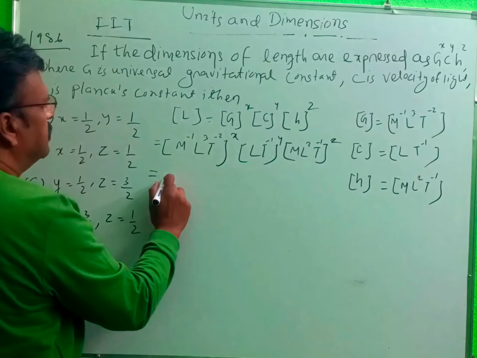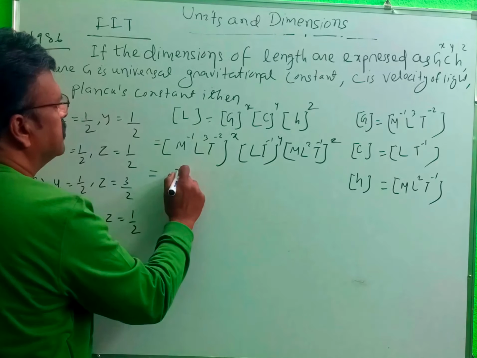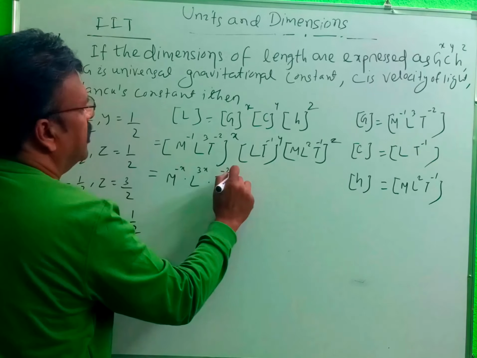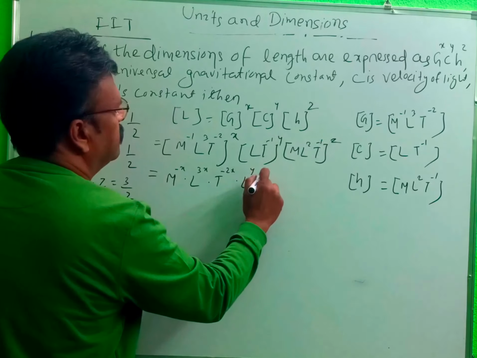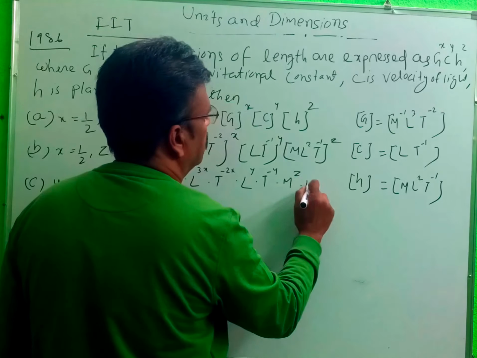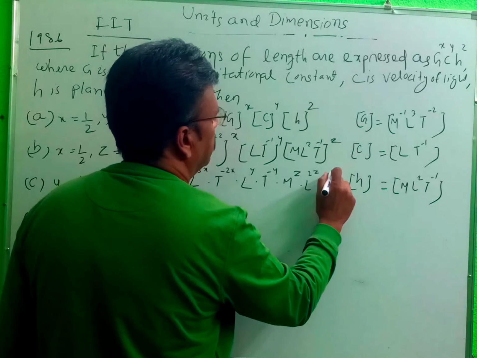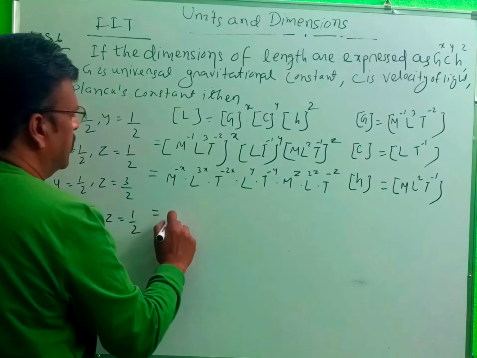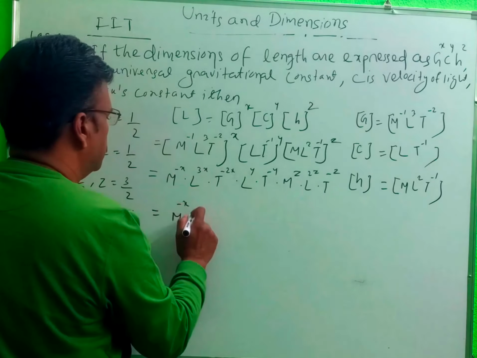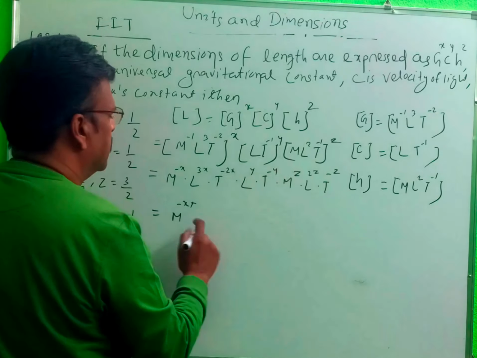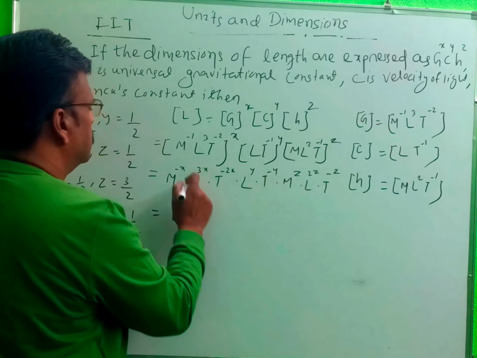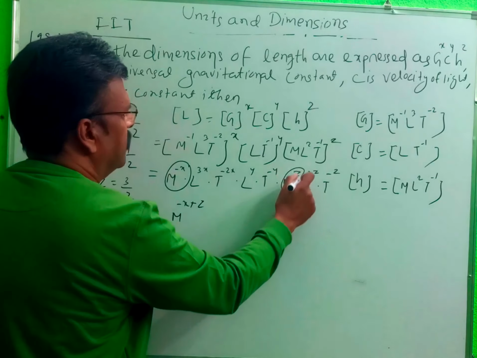Let us expand M to the power minus x into L to the power 3x into T to the power minus 2x into L to the power y into T to the power minus y into M to the power z into L to the power 2z into T to the power minus z. Okay, student? Then we can write this as M to the power minus x. Where is M? Here M. Okay. And the exponent is z, so we can write M to the power minus x plus z. Okay, student? Here is 1 M, here is 1 M.